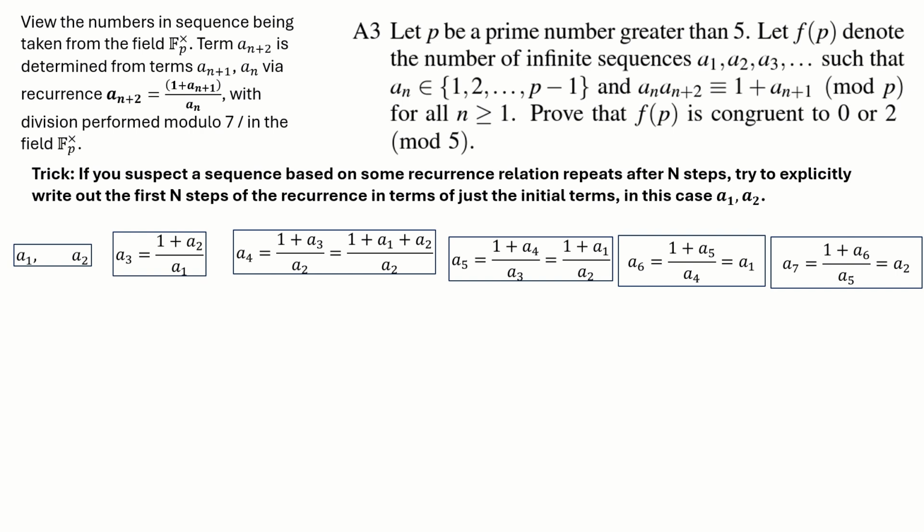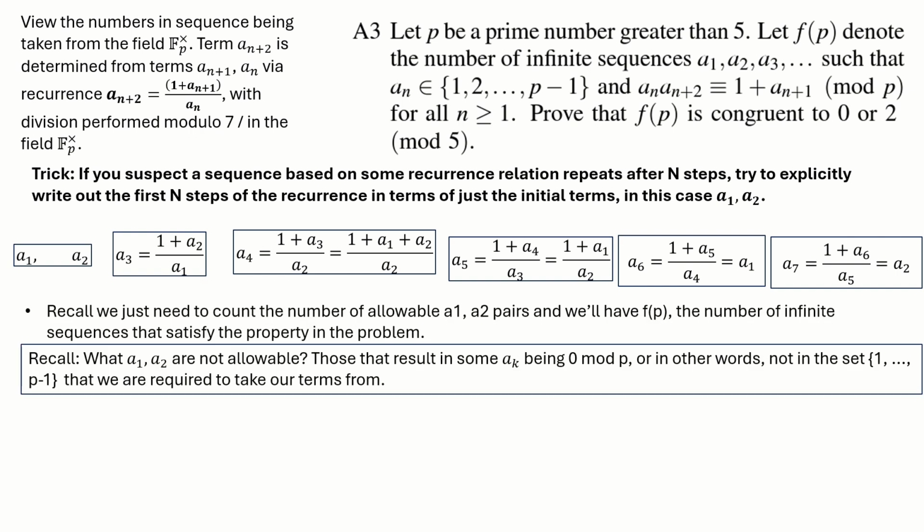Now, notice that a6 equals a1 and a7 equals a2, which together with the recurrence relation mean our sequence is periodic with period 5. Since our sequence was arbitrary, this is true for all of our sequences whose terms are taken from the set of integers 1 through p minus 1.